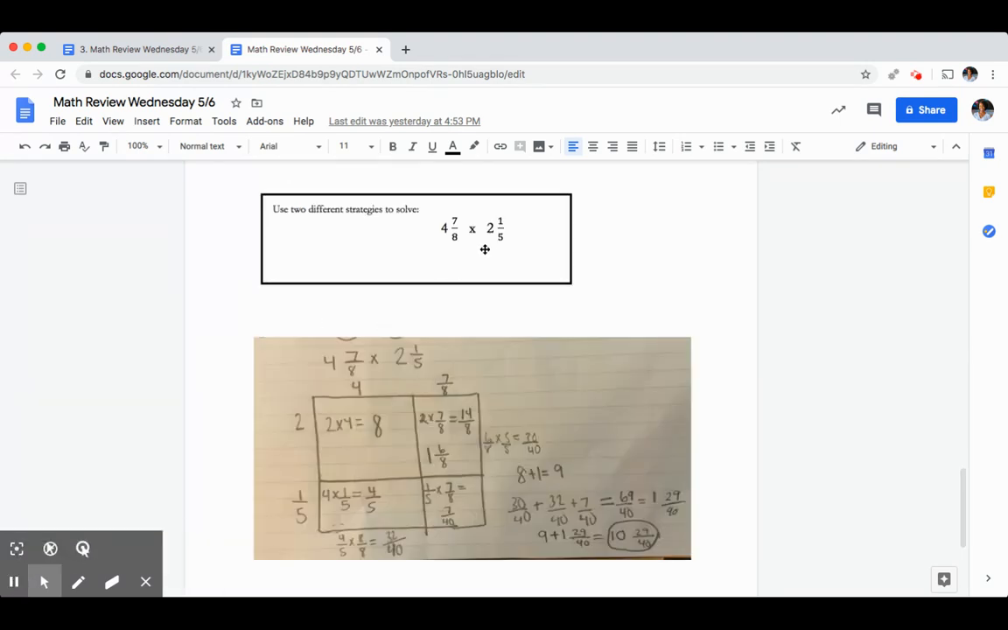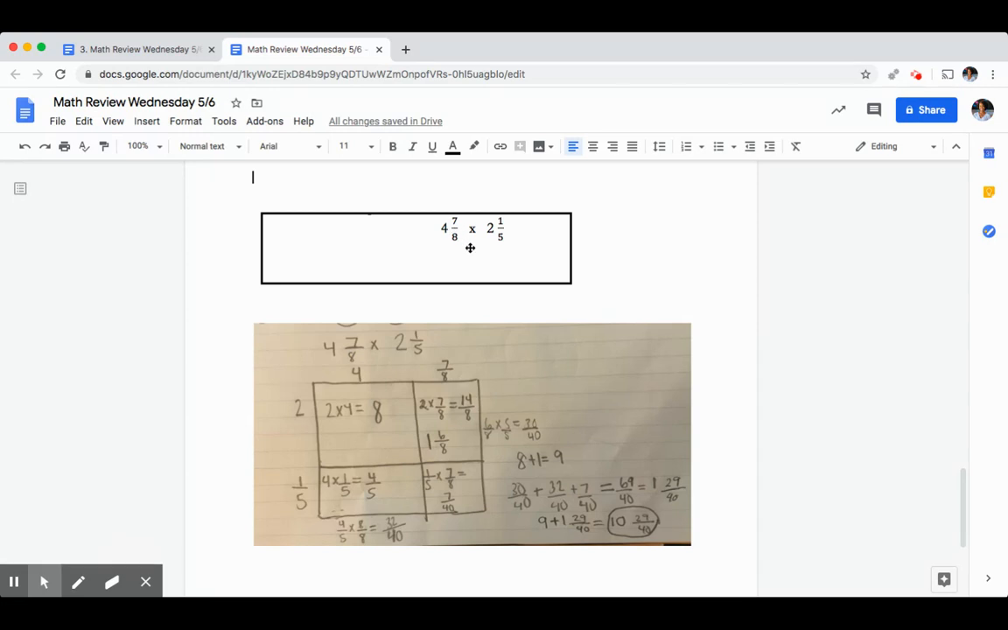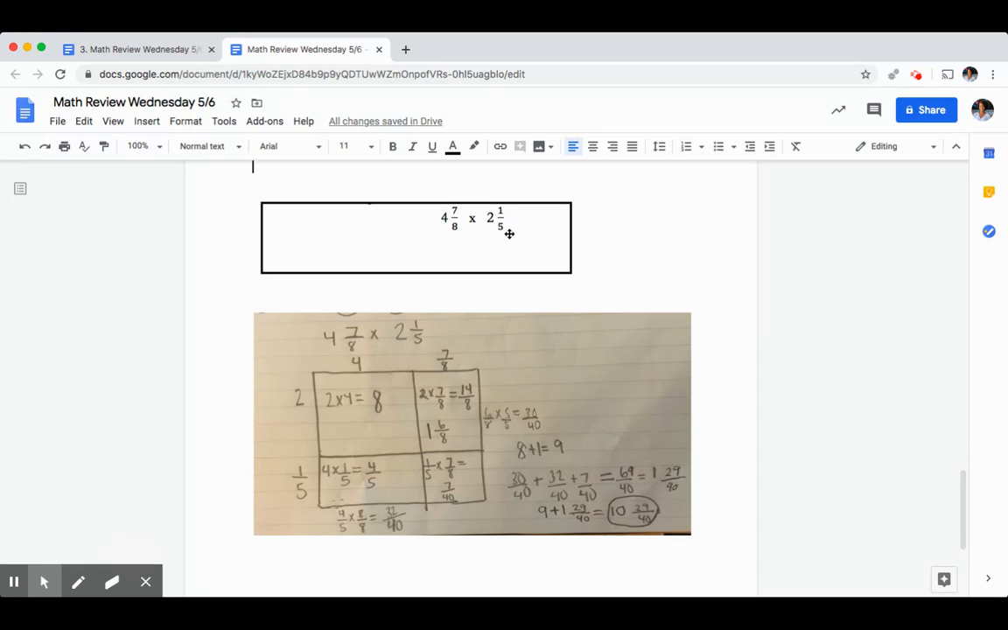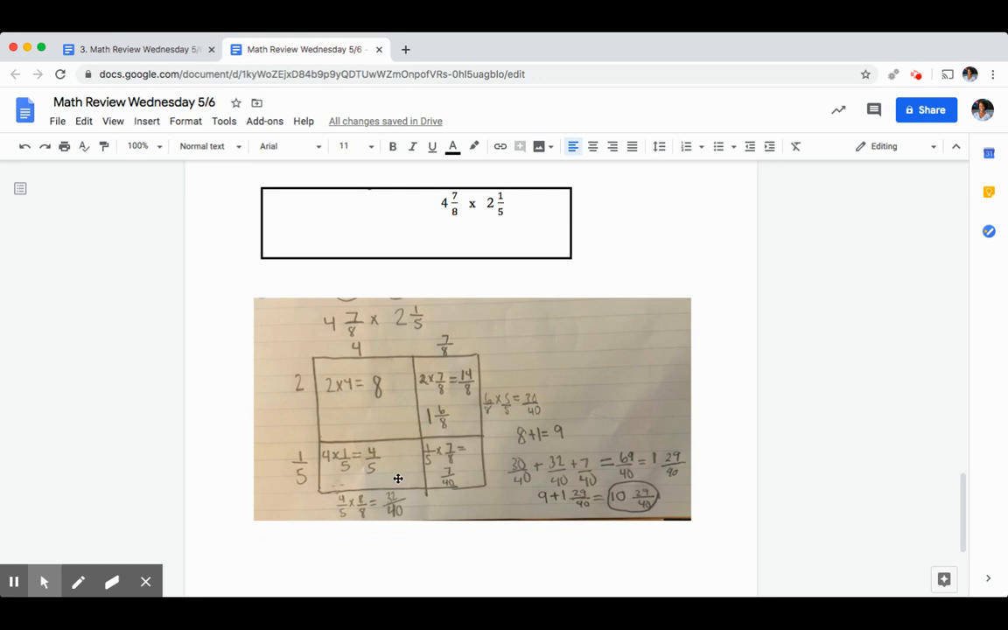For the last problem, you needed to solve 4 7/8 times 2 1/5. Here we're multiplying mixed numbers, so we need to make sure we're finding all of our partial products. As you can see below, I used an area model to make sure that I found all of my partial products. Your job is going to be to check your work against mine, making sure that you found all partial products correctly and that you got the correct final answer.